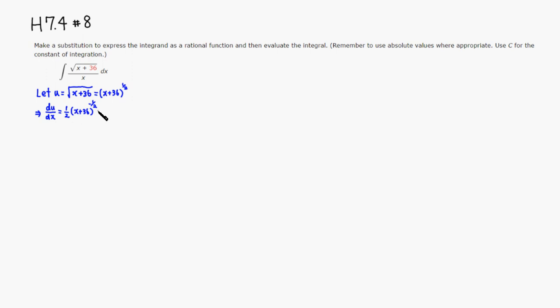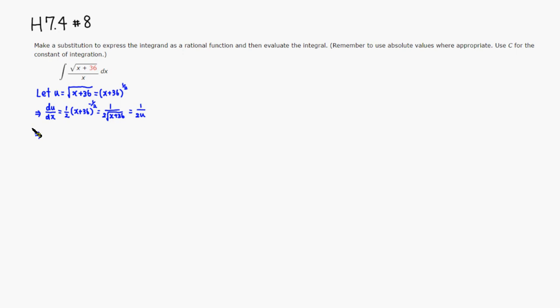So this is going to be 1 over 2 times, with a negative power, so x plus 36 goes downstairs, and the 1/2 power is a square root. Also, square root of x plus 36 is u, so we can just write it as 1 over 2u.